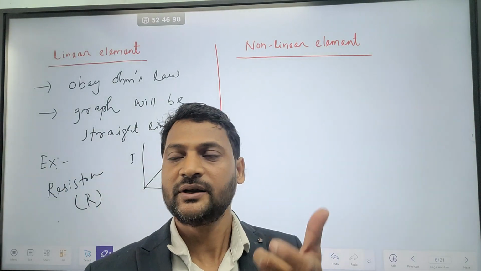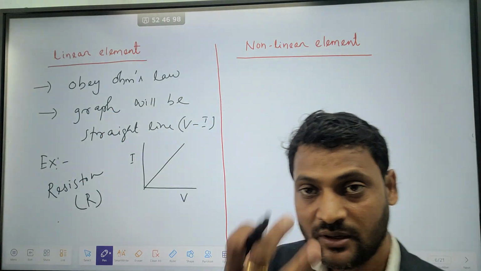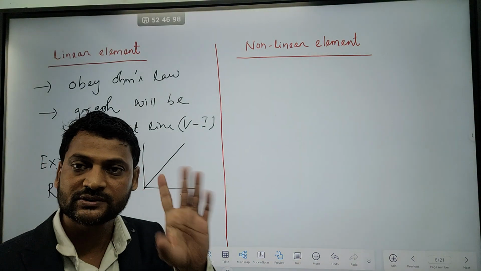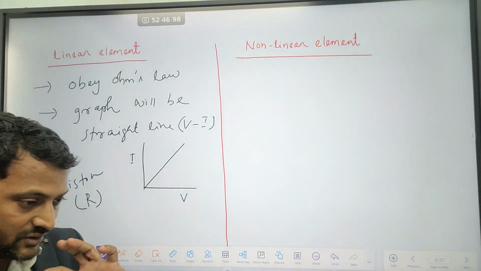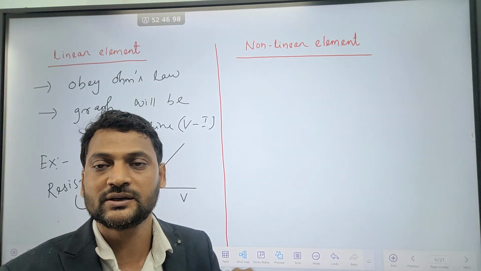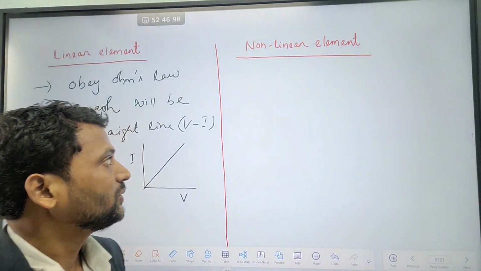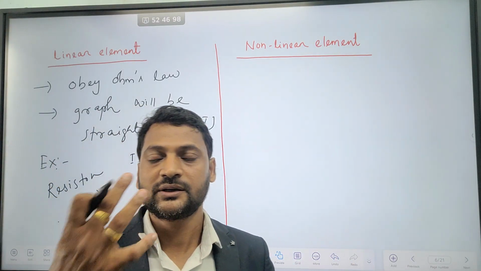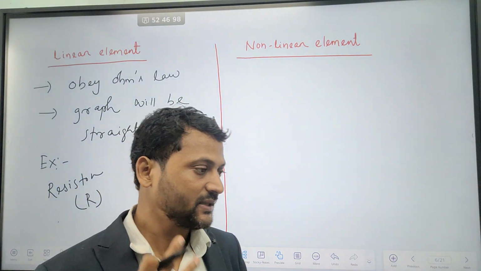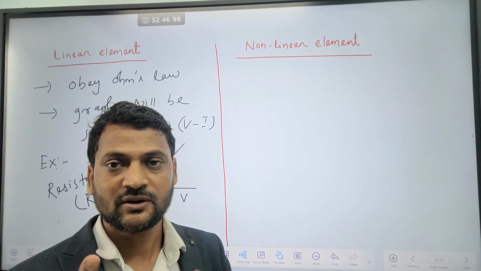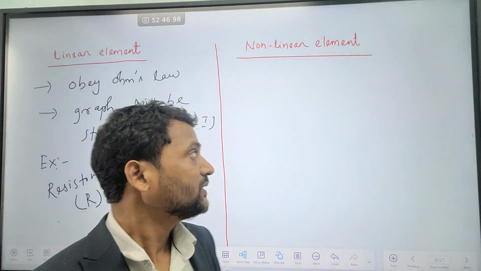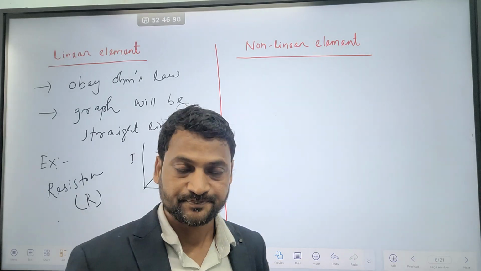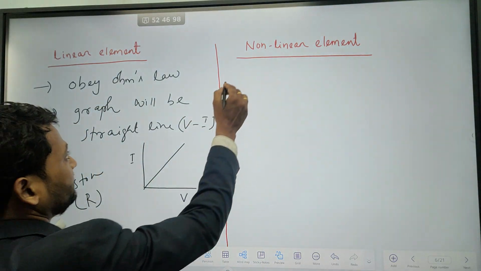So non-linear element क्या है? Just the reverse of that, which does not obey Ohm's law, or the graph between voltage and current is not a straight line, मतलब the characteristics of the graph are not linear, non-linear in nature. Okay, so the best example of a non-linear element is a semiconducting element like your diode, like your transistor, even you have studied in class 12 gallium arsenide. So semiconducting elements, these are the examples of non-linear elements. So definition क्या है?